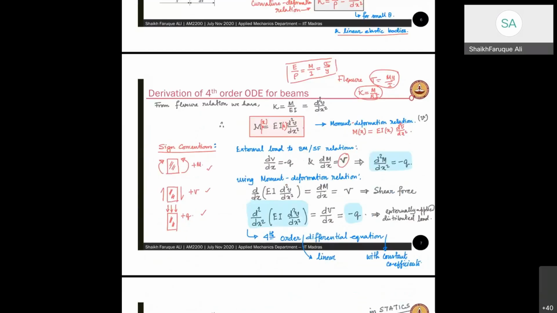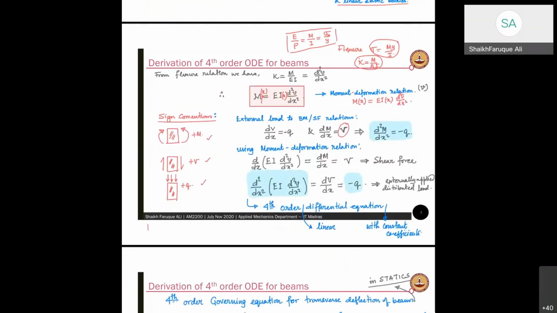Okay, so that comes from this relationship. M of x, that means moment at any location x, is going to be equal to EI times d squared v by dx squared. EI is called flexural rigidity at that location x. This is called the moment-deformation relationship, and EI is called flexural rigidity. I think we have talked about this before.